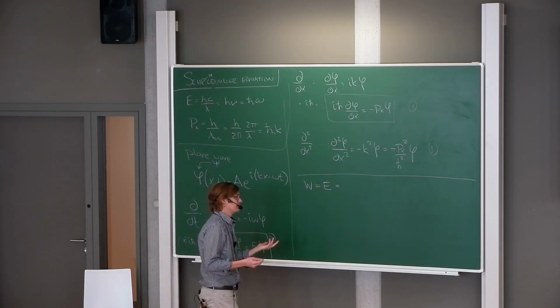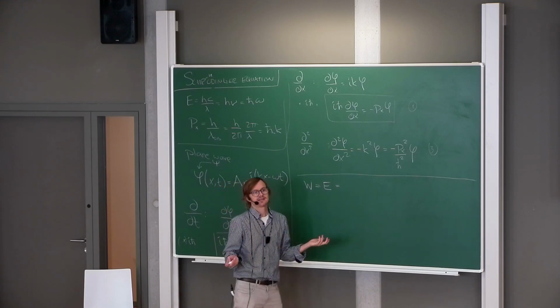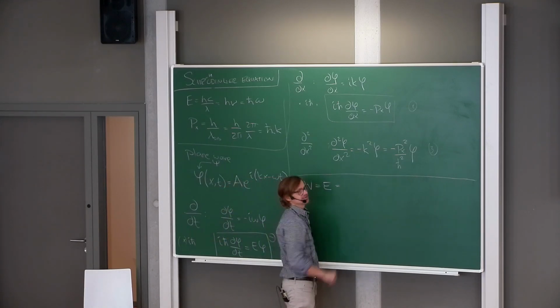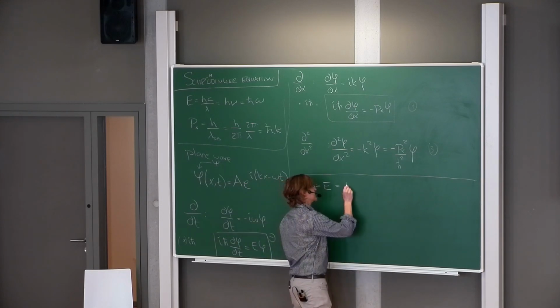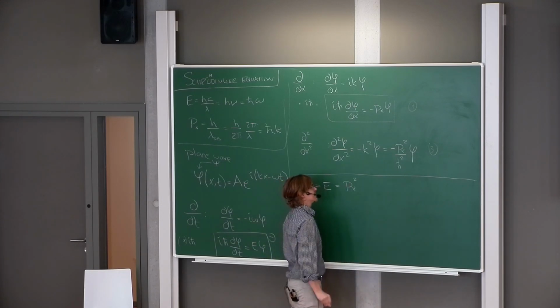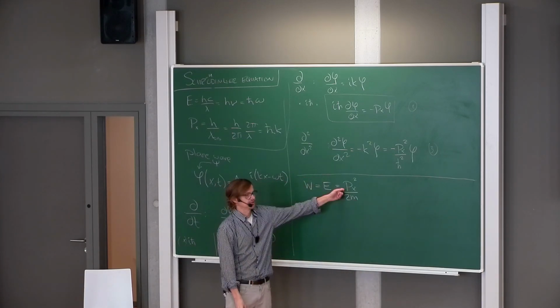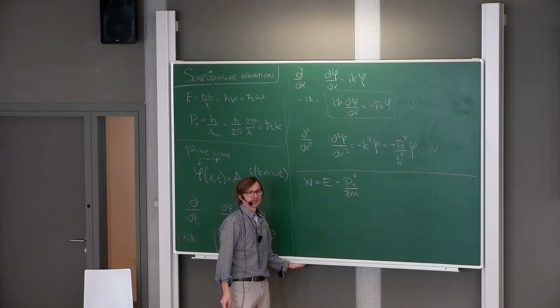For a free particle, that's just the kinetic energy. Okay? The kinetic energy in this case, we're moving along the x direction, right? We can write as px squared divided by 2m. That's just your mv squared divided by 2 written in terms of the momentum.